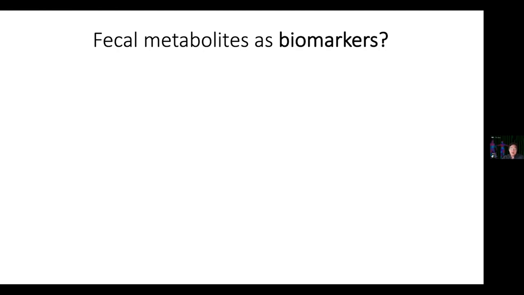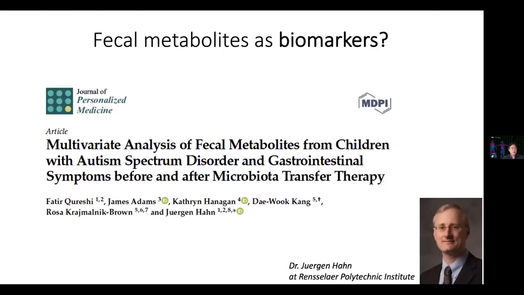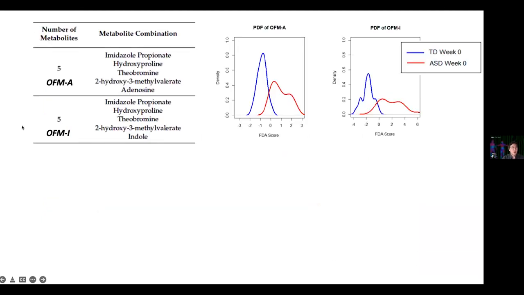The last question is, is it possible that fecal metabolites could be biomarkers? We collaborated with Dr. Jorgen Hahn at RPI, who did machine learning and multivariate analysis to see if any fecal metabolites could serve as a biomarker. Although single metabolites were not significantly different, when we looked at a group of fecal metabolites, for example these five metabolites, only adenosine or indole was different, but the other four were the same.